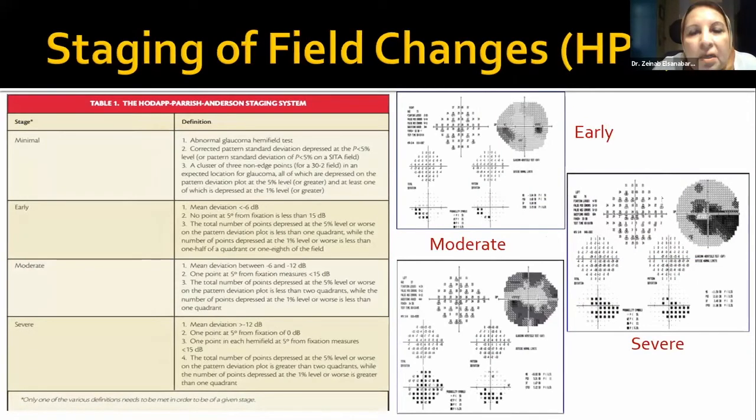How can we stage the field changes? We can stage the field changes using two systems, either the Hodapp-Parrish-Anderson staging system, which depends on the mean deviation and depends on the glaucoma hemifield test, and also the number of points detected in each quadrant and their impact on fixation. As we'll see, we have the early, the moderate, and the severe as it encroaches on fixation.